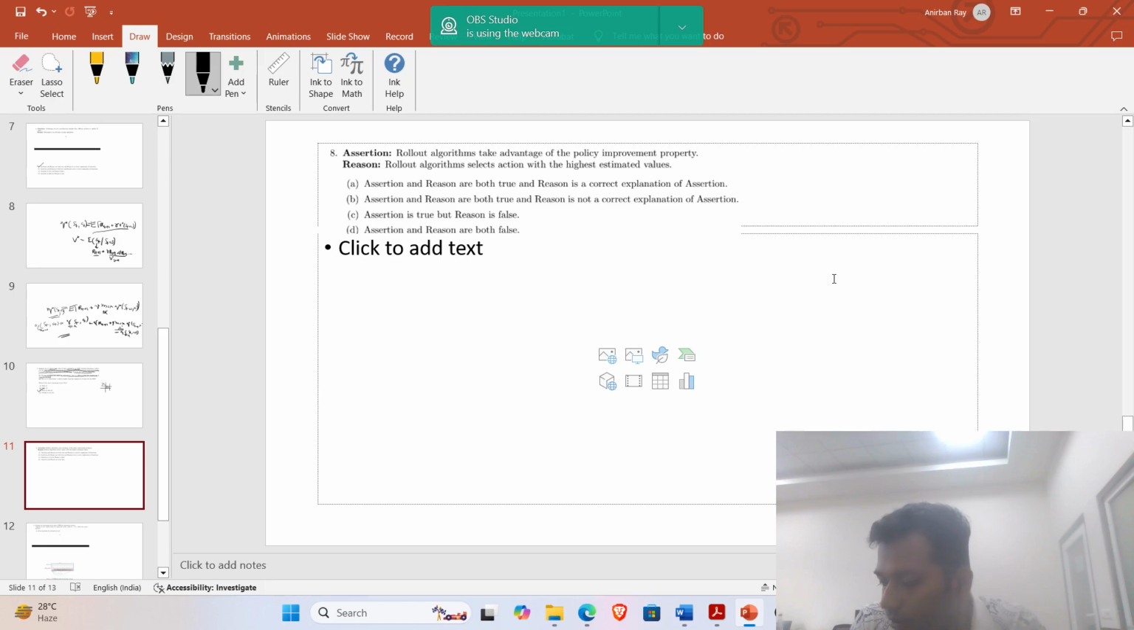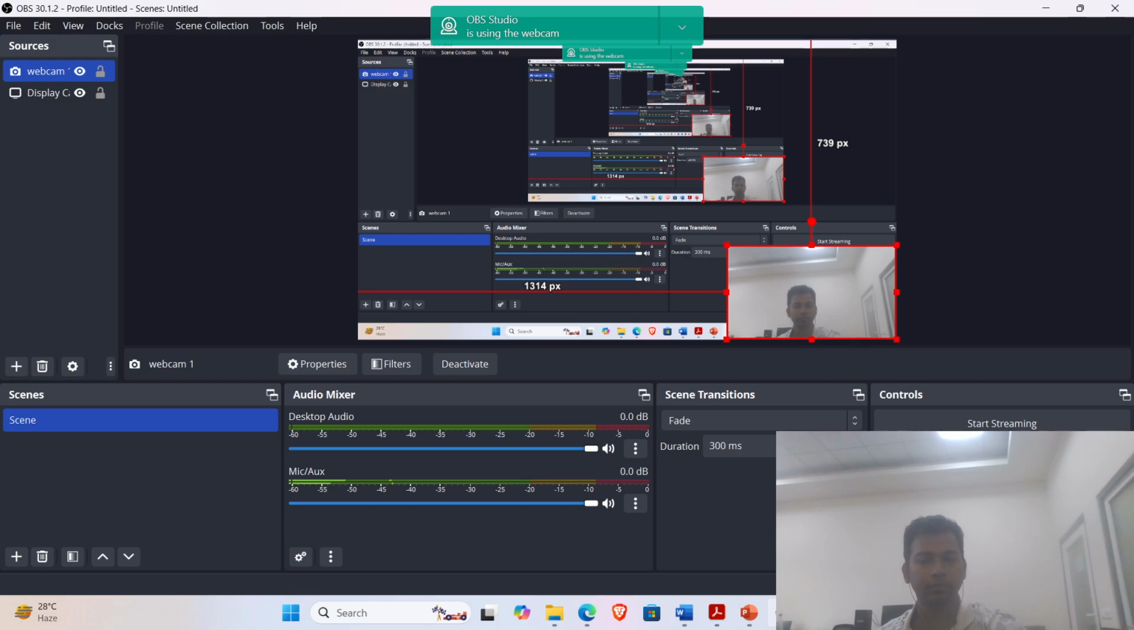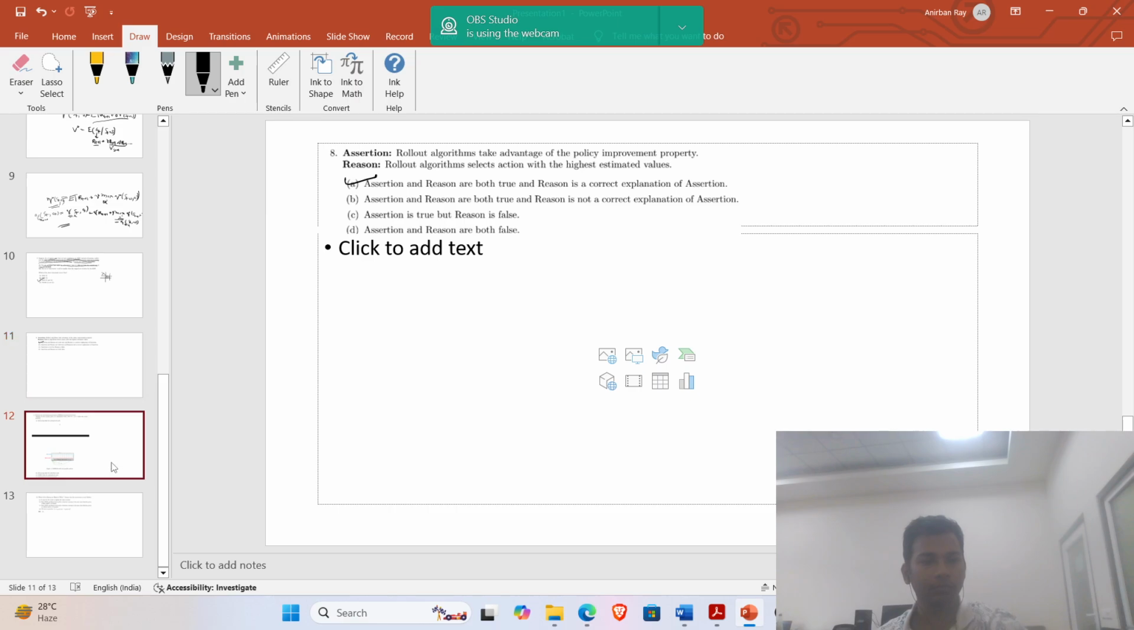So one of the rollout algorithms is this UCT. Okay, so what happens is that you're not exploring too much, okay, but in case the variability is more, you're still exploring the situation that is required. So both of these are correct actually. Assertion and reason both are correct. Okay, moving on.